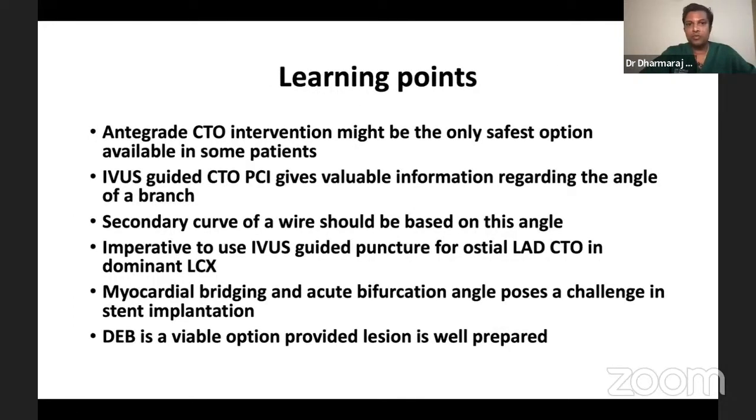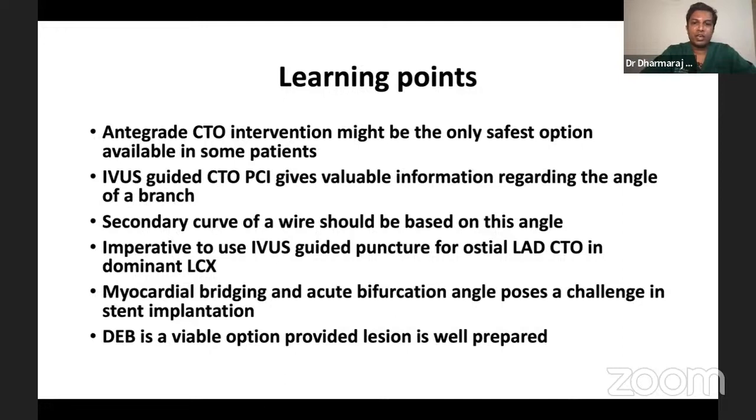Firstly, antegrade CTO intervention might be the only safest option available in some patients, and IVUS-guided CTO PCI gives valuable information regarding the angle of a branch, and the secondary curve of a wire should be based on this angle. It's imperative to use IVUS-guided puncture for ostial LCX CTO, especially in dominant circumflex, because you do not want to enter a subintimal space at the ostium, because if you put a stent there, it will end up jailing the circumflex artery, and that can be catastrophic.